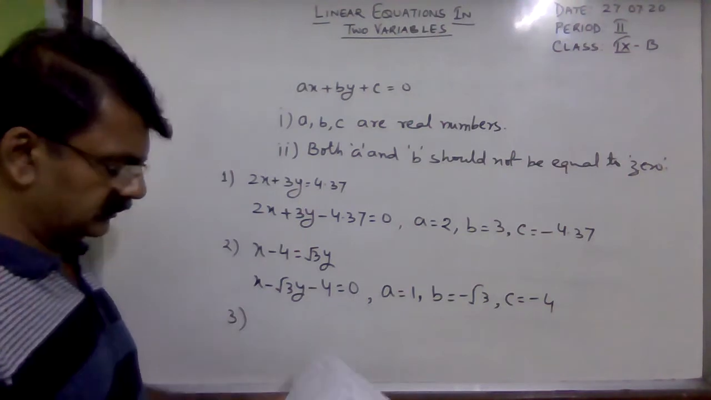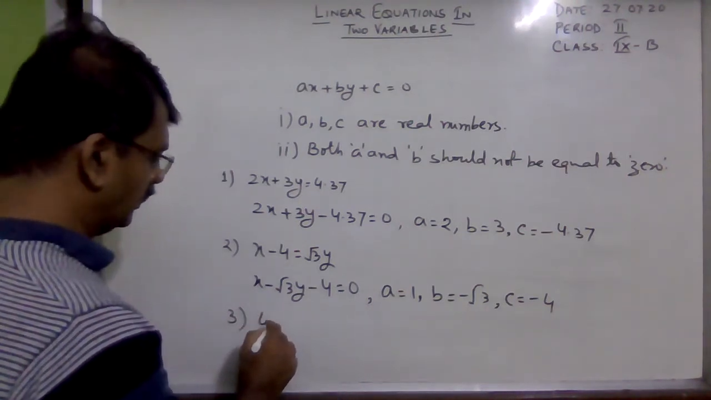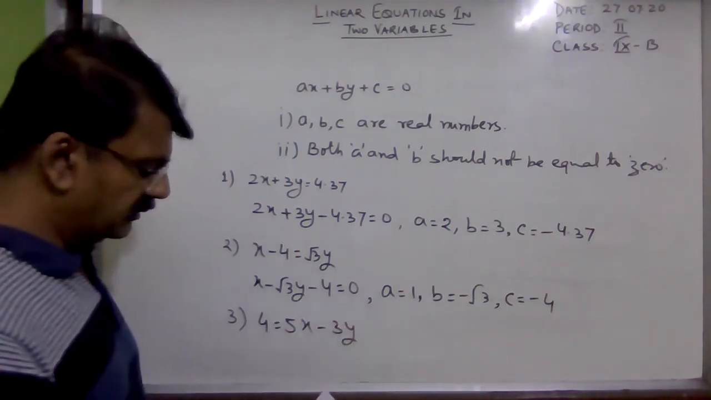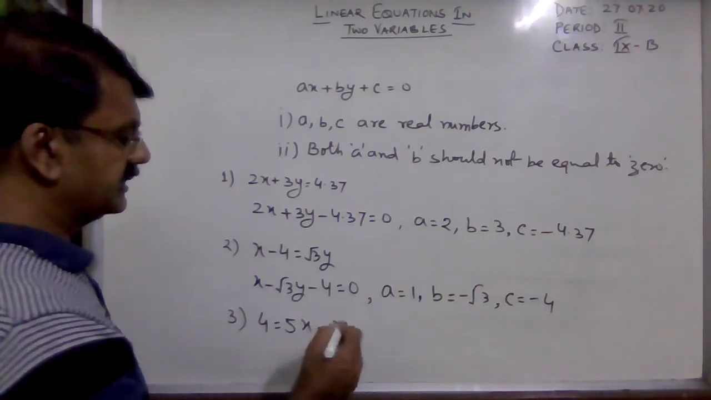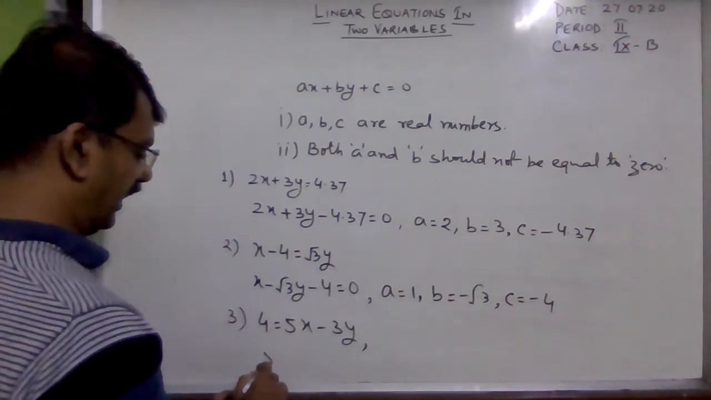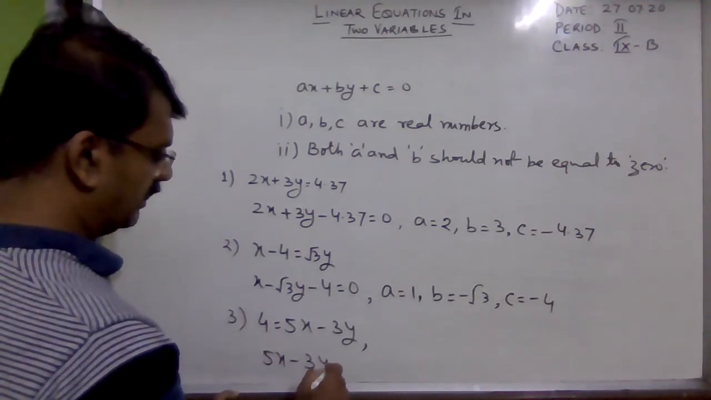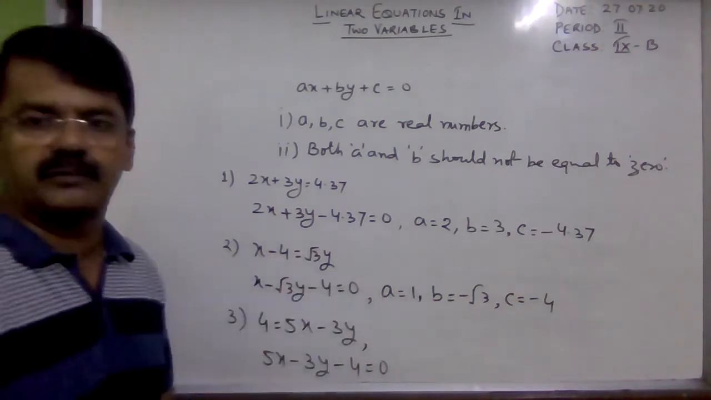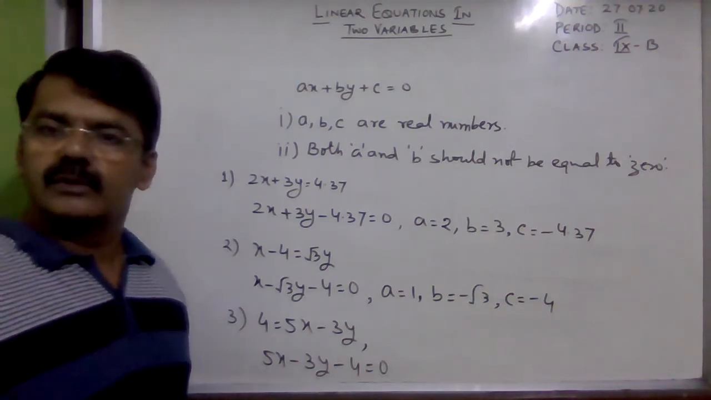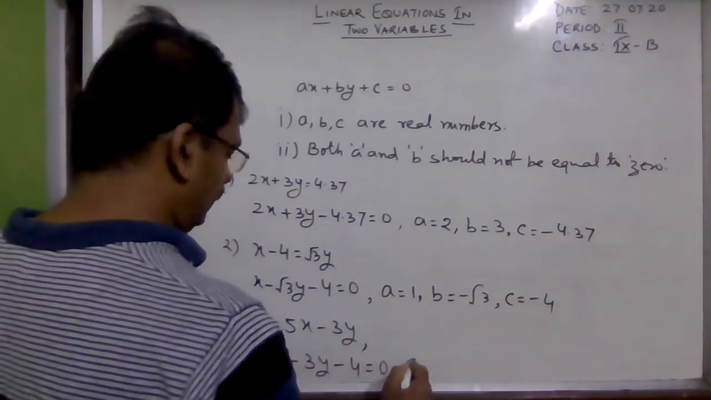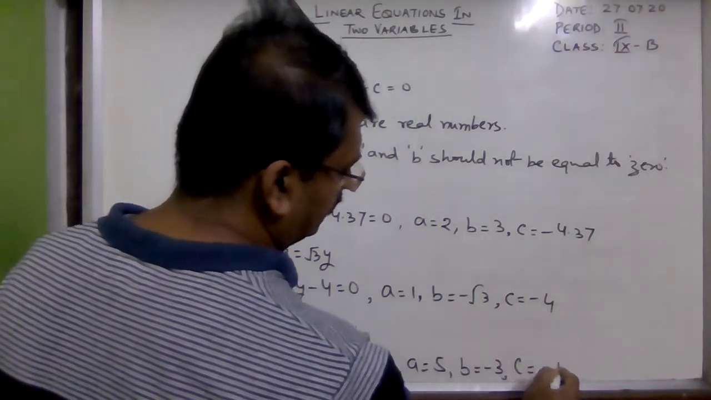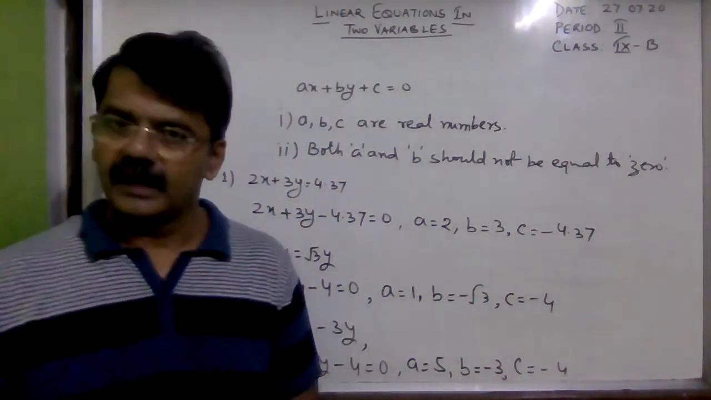Now the third example, 4 is equal to 5x minus 3y. You shift this 4 to the other side, then it will become 5x minus 3y minus 4 is equal to 0. That means A is equal to 5, B is equal to minus 3, C is equal to minus 4. Clear?